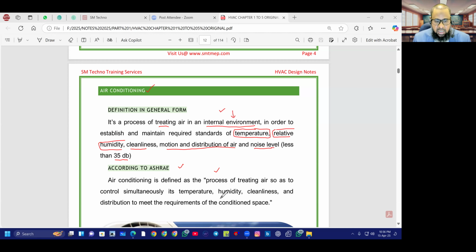In other words, I can say it's a condition of air in which the human mind should feel comfort. And when will the human mind feel comfort? If you maintain all these parameters. Suppose you maintain all these parameters but cleanliness is not there in the room, that again causes discomfort. Or if motion and distribution is not there, you'll find excessive draft or lower velocity levels, and the movement of air decreases. So all these parameters are important to maintain air conditioning. Okay, so this is about HVAC.